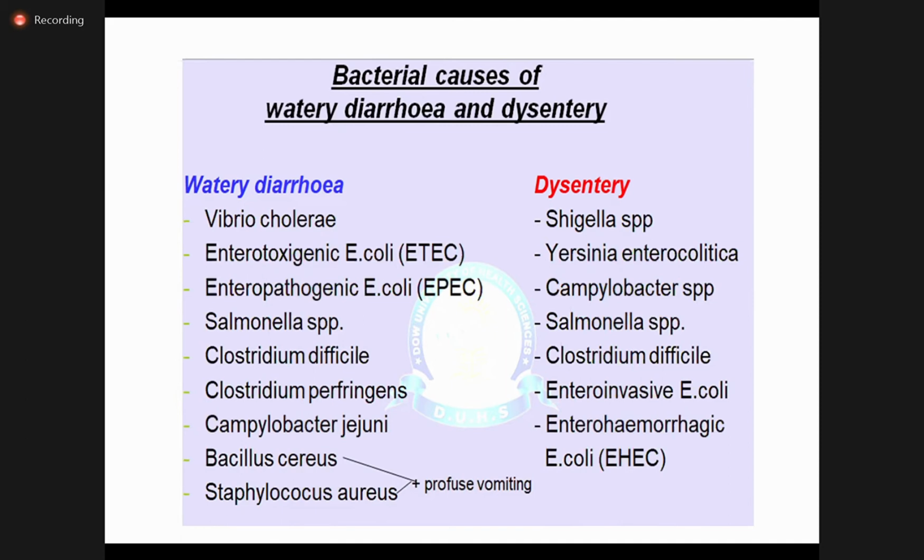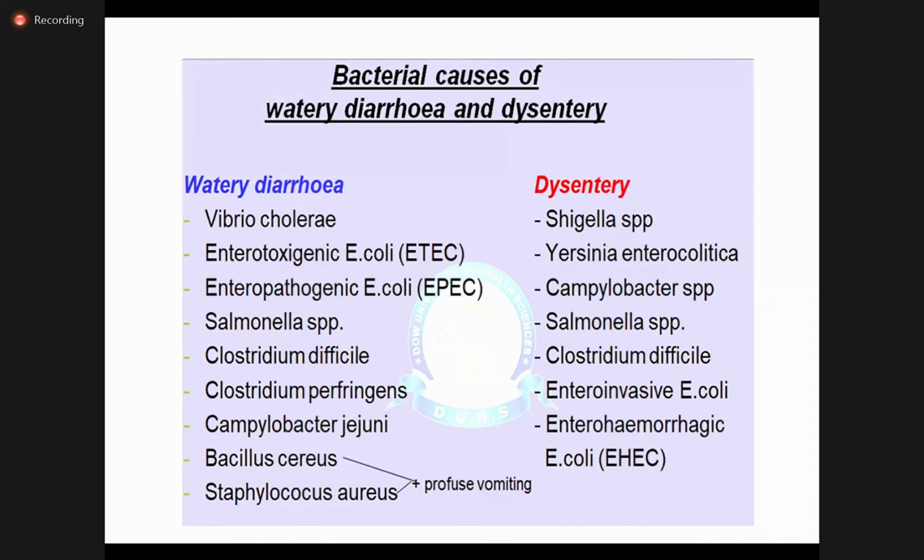This is very, very important. If I'm saying that something is important, it means important from the examination point of view. You should know which organism is associated with watery diarrhea or dysentery. In case of dysentery, we have a list: Shigella, Yersinia, Campylobacter jejuni species, enteroinvasive E. coli, enterohemorrhagic E. coli, that is EHEC.